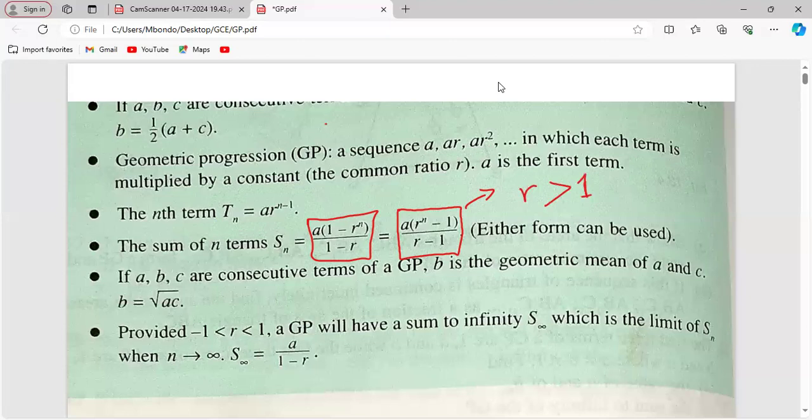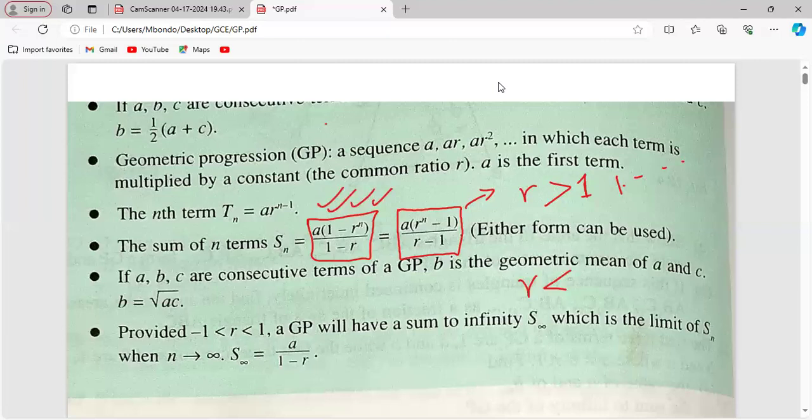Greater than one, meaning when you've got anything like 1 point whatever it is, that is greater than 1. 1.5 is greater than 1. Anytime you've got something like an improper fraction, that is greater than 1. 2 is greater than 1. But the first formula, which is this one here, you use when your R is less than 1. It's more appropriate to use the first one. But you could use either of them in any case.